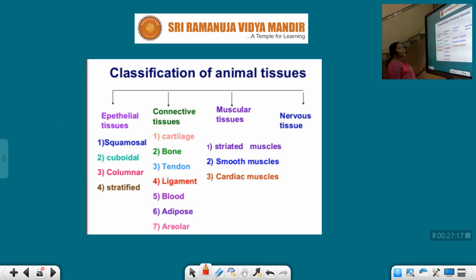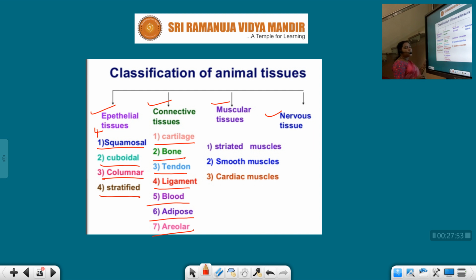Classification of animal tissue. Basically in the animal, epithelial, connective, muscular and nervous tissues are there. Under epithelial, there are 4 types, students: squamous, cuboidal, columnar, stratified. Under connective tissue, so many types are there: cartilage, bone, tendon, ligament, blood, adipose and areolar.